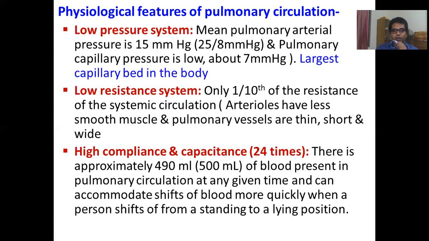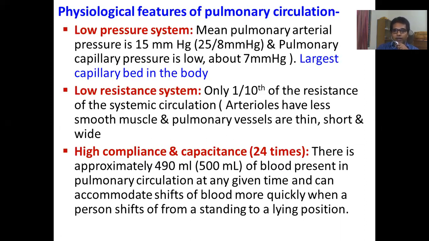The next point is that the pulmonary circulation is highly compliant and has higher capacitance as well. There is approximately 490 ml, or almost 500 ml, of blood present in the pulmonary circulation at any given time. As it is more compliant, it can accommodate more blood without any significant change in pulmonary arterial pressure. That is why we consider this circulation as having high compliance.